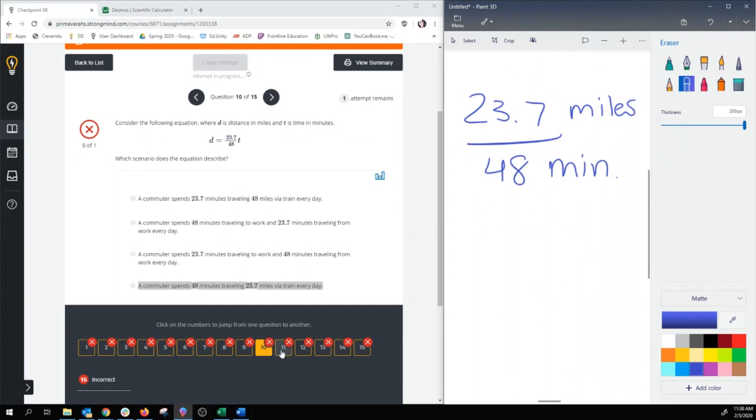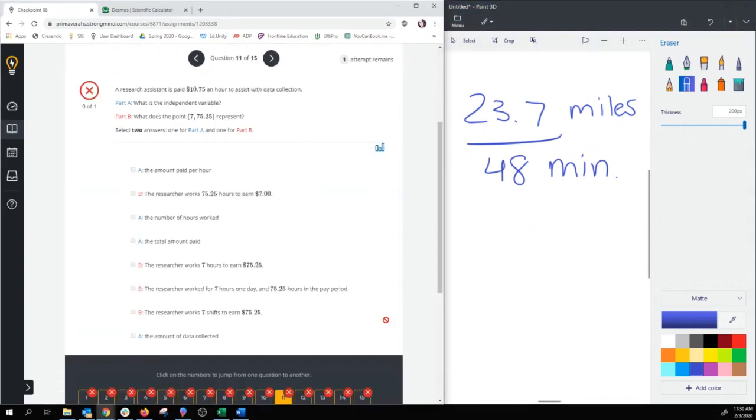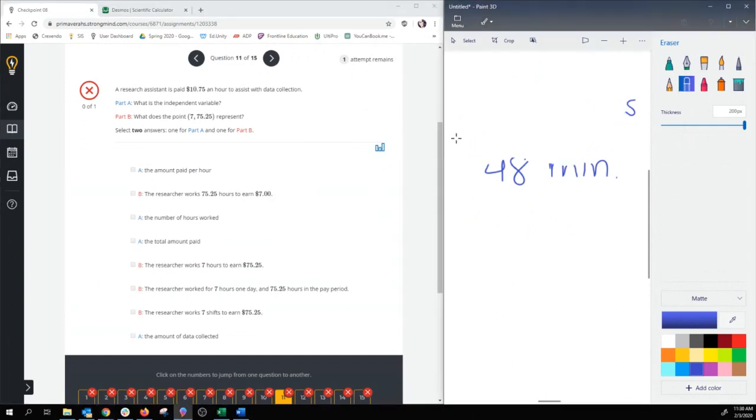All right. Are we okay to go to the next one? All right, perfect. Number 11. So a research assistant is paid $10.75 an hour to assist with data collection. What is the independent variable?